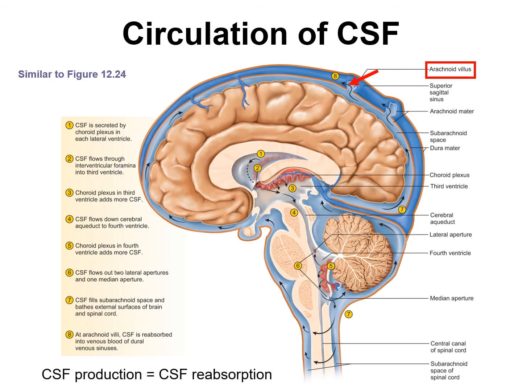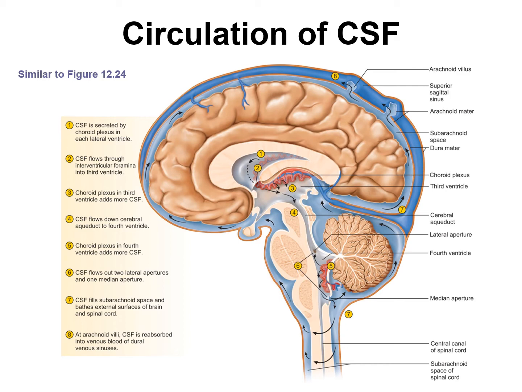The production of cerebral spinal fluid usually equals the reabsorption of cerebral spinal fluid back into the blood supply. So cerebral spinal fluid is continuously being made and it's continuously being reabsorbed back into the blood circulation at equal rates.